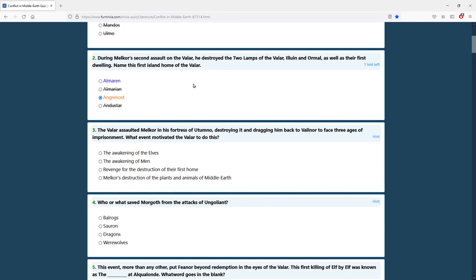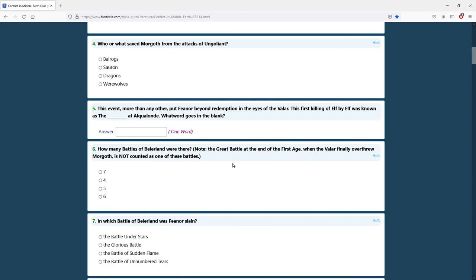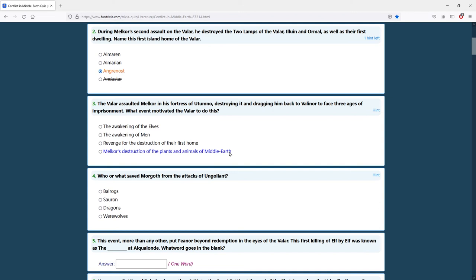Question number three. The Valar assaulted Melkor in his fortress of Utumno, destroying it and dragging him back to Valinor to face three ages of imprisonment. What event motivated the Valar to do this? The awakening of the elves, the awakening of men, revenge for the destruction of their first home, Melkor's destruction of the plants and animals of Middle-earth. Well, I think I might need the last hint, because I don't... I think that this happens, this fourth quote, I think it is true, because if I remember correctly, something like this happens. What event motivated the Valar to do this?